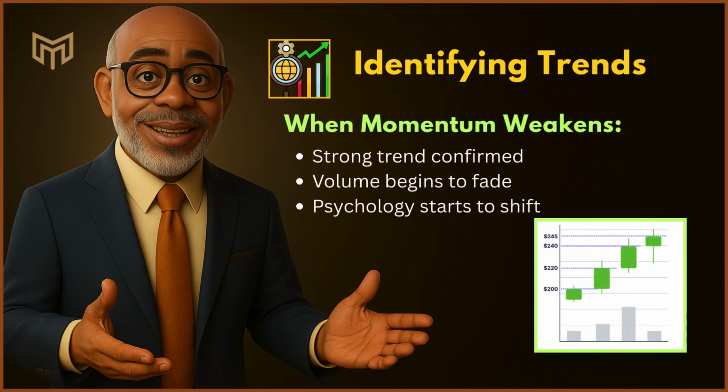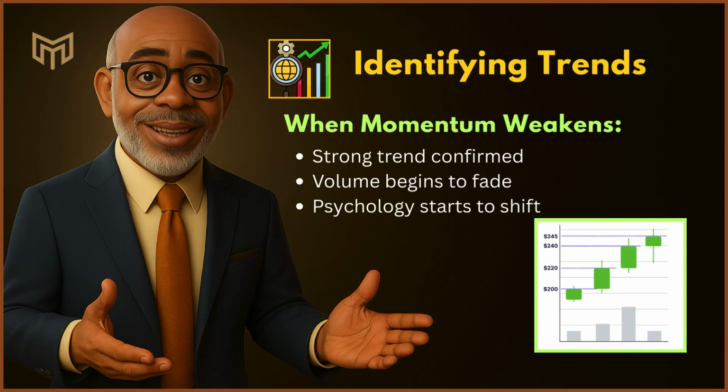Now let's look at a stock that has been climbing steadily, moving from $200 to $220, then to $240. Each of these moves is supported by strong trading volume, showing confidence and broad participation from buyers. But then something changes. As the price approaches $245, volume begins to drop noticeably. The price struggles to push higher. This shift matters psychologically.